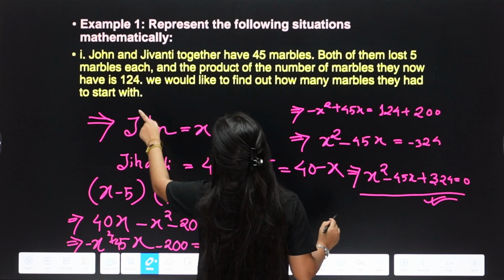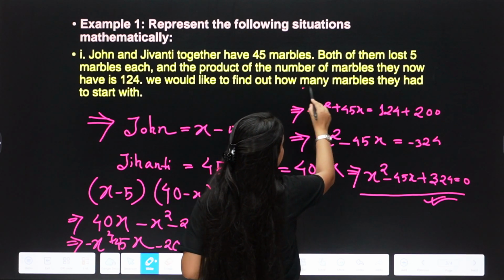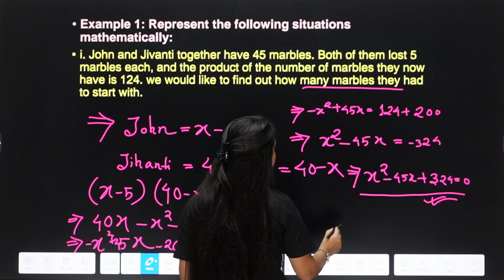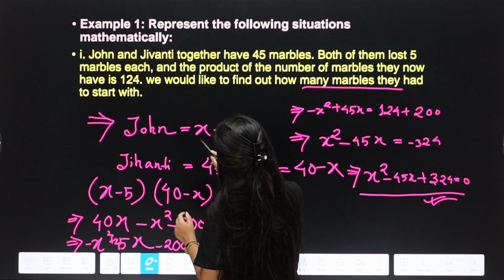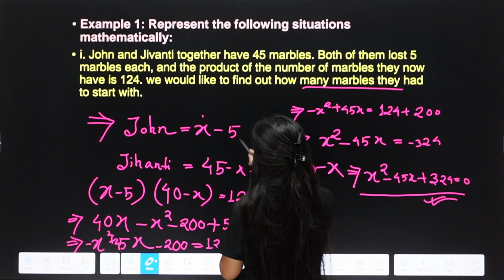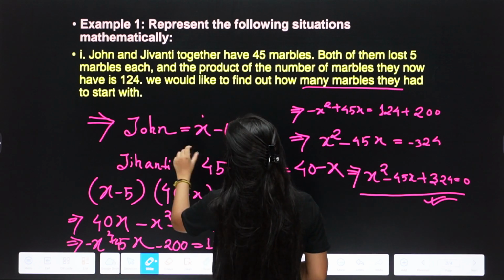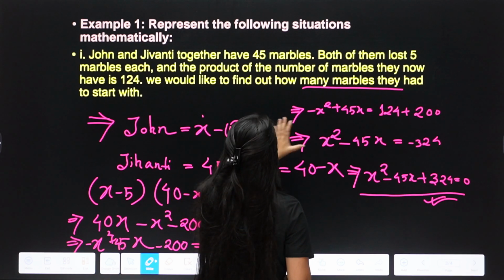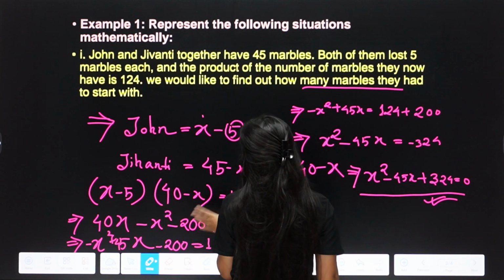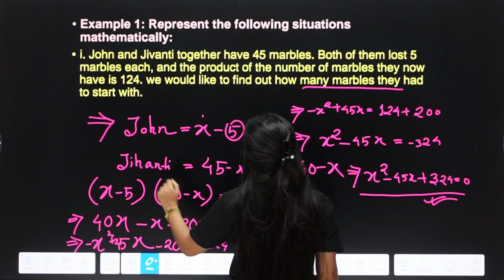And if you want to find how many marbles they had to start with, you just solve it and you will find the value of x. Then just subtract 5 from x and you will get the number of marbles John has. And similarly, you can find the number of marbles Jivanti has also.